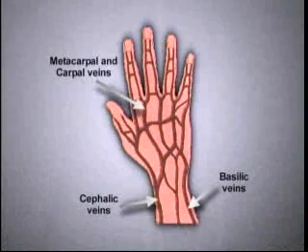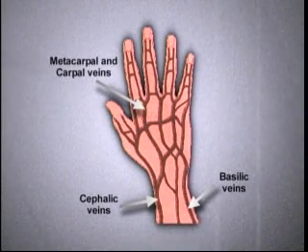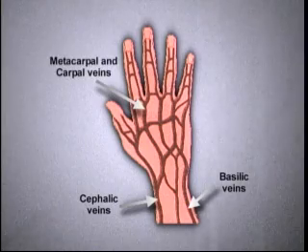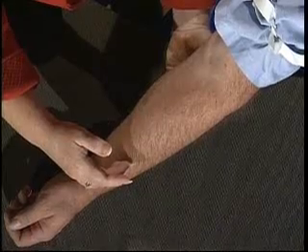Vein selection is limited to those of the upper extremities in children of walking ability and older, as well as adults. Veins of choice are the metacarpal and the carpal veins of the hand, cephalic and basilic veins of the arm, and accessory venous structures. Remember that these veins traverse both the ventral and dorsal surfaces of the arm.